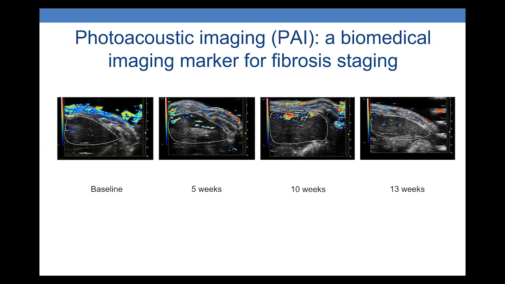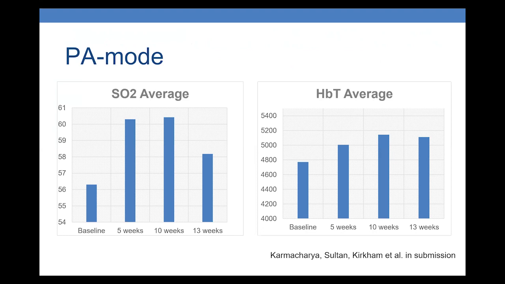So we studied about 20 rats, imaged them at different time points: baseline, 5 weeks, 10 weeks, 13 weeks. And we saw an increase in oxygenation level and total hemoglobin level with time, which really corresponds to the fibrosis changes with inflammation. At 13 weeks, it dropped, I think, because the liver becomes cirrhotic, so maybe less inflammation, more cirrhosis. So this is an ongoing study, and hopefully we can give more updates soon.